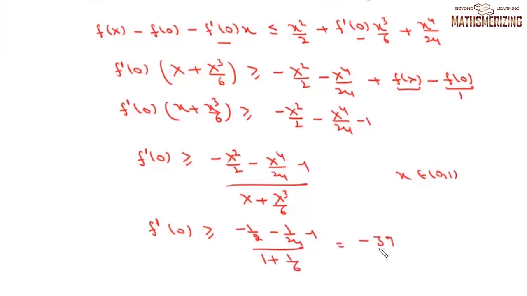So it will be minus 37 upon 28, which is nearly minus 1.32. So from here we can say this f dash 0 will be greater than or equal to minus root 2, and that is the answer to this question.